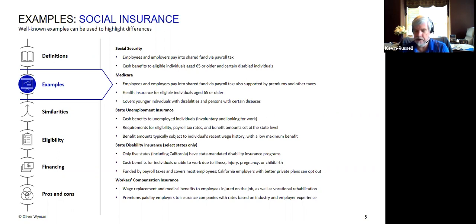In California, the disability income tax rate for 2021 is 1.2% of the first $128,298 of annual employee wages. And the last example is workers' compensation insurance. This provides wage replacement, medical benefits to employees who are injured on the job, as well as vocational rehabilitation. The premiums are paid by employers to insurance companies and the rates for that insurance are based on industry and employer experience.